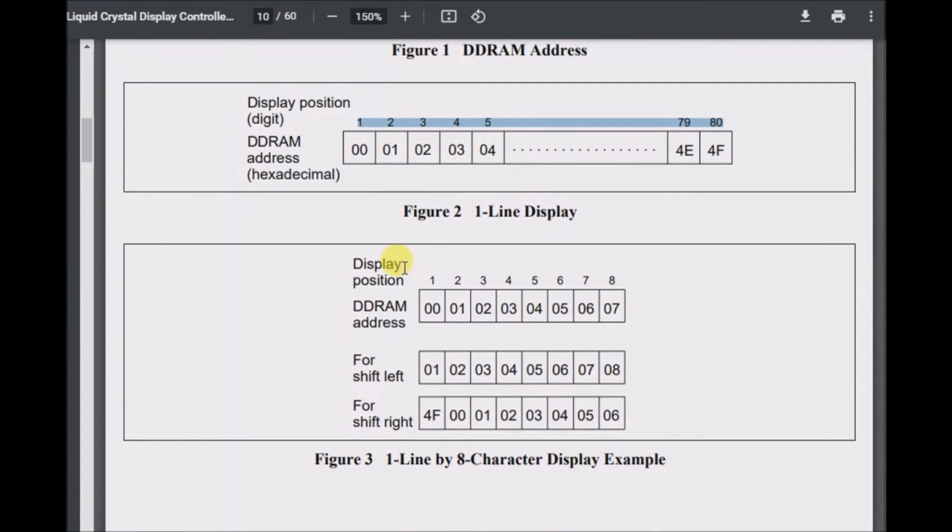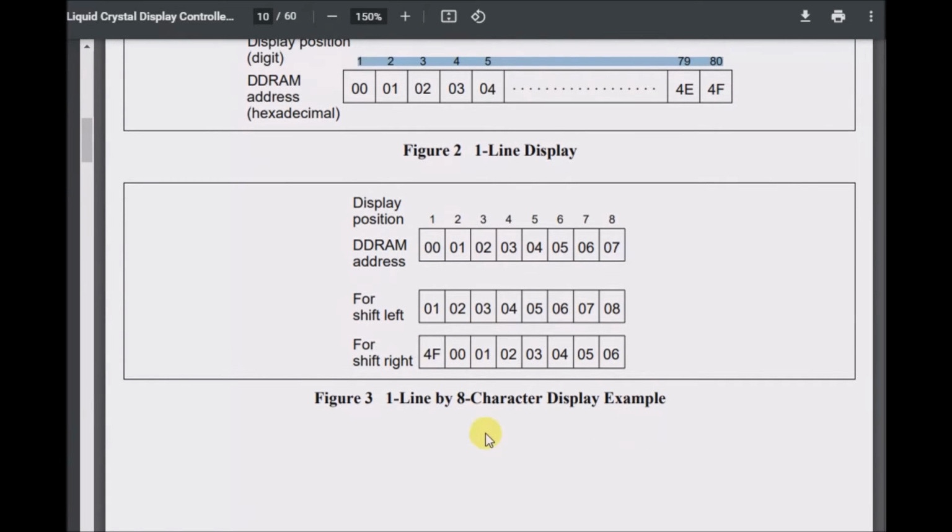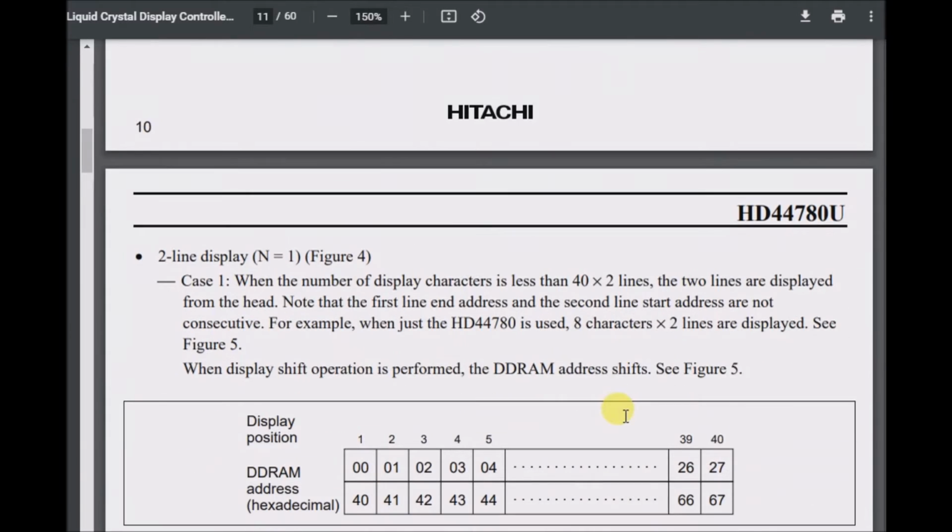One line display. Display position, DDRAM address, 00 up to 07. For shift left, thus. For shift right, thus. Figure 3, one line by 8 character display example.